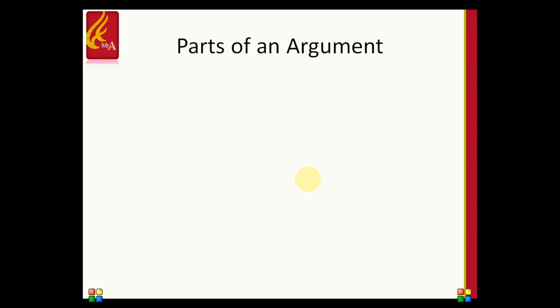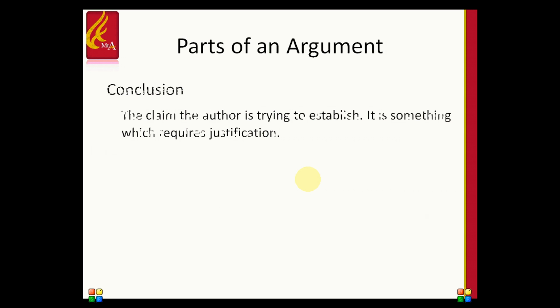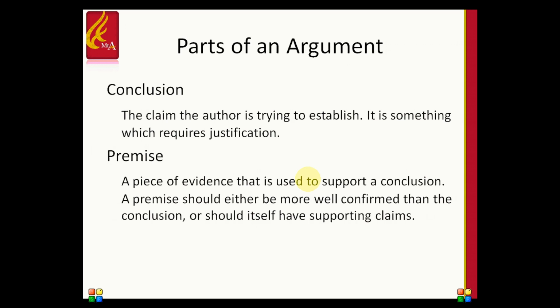Alright, so an argument is broken down into different parts, and I've already mentioned there's conclusions, there's premises, and the premises in some way support the conclusion. So the conclusion, again, is just the claim that the author is trying to establish, and it's something that requires justification. On the other hand, a premise is essentially thought of as evidence. It's something that's used to support a conclusion.